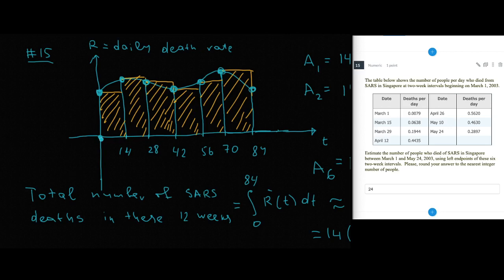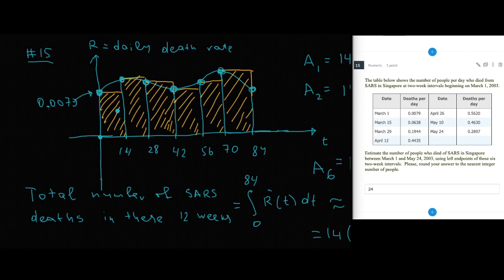So for example, if we look at the first segment right here from 0 to 14, t equals 0 corresponds to March 1st, t equals 14 corresponds to March 15th. We have a reading for March 1st, for t equals 0. The death rate at that point is 0.0079. And since we're asked to use left endpoints, we will make our first rectangle of height 0.0079.